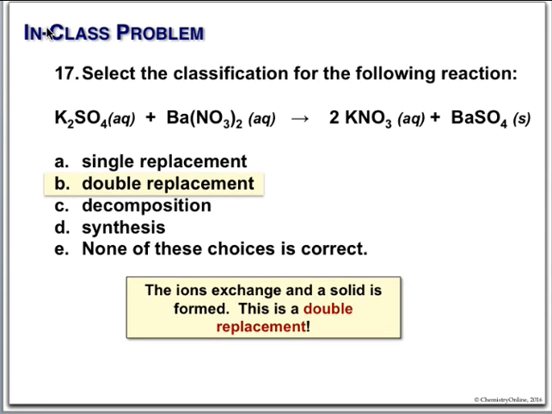Explain how it's a double again? In a double replacement, the ions swap. So potassium paired with nitrate, barium pairs with sulfate. They replace each other.